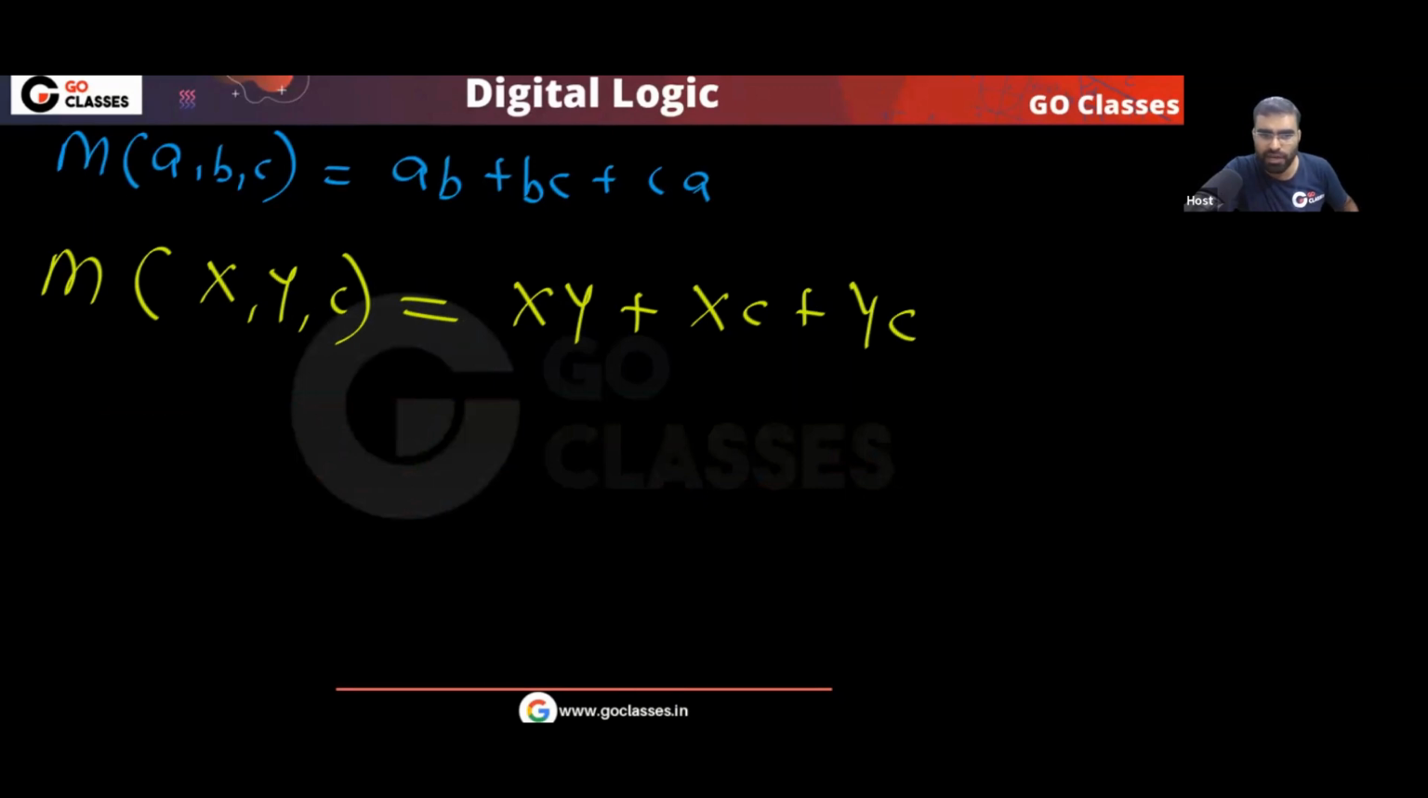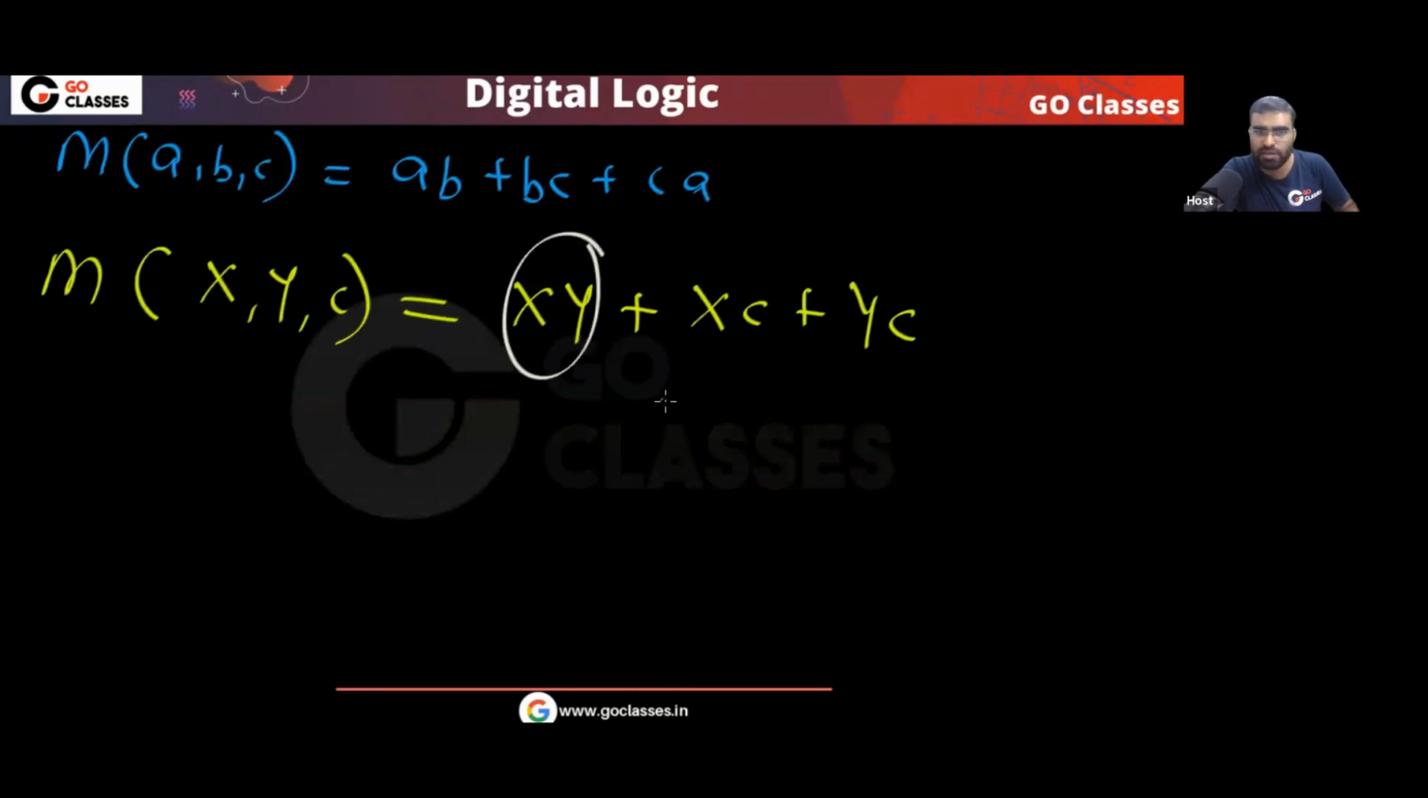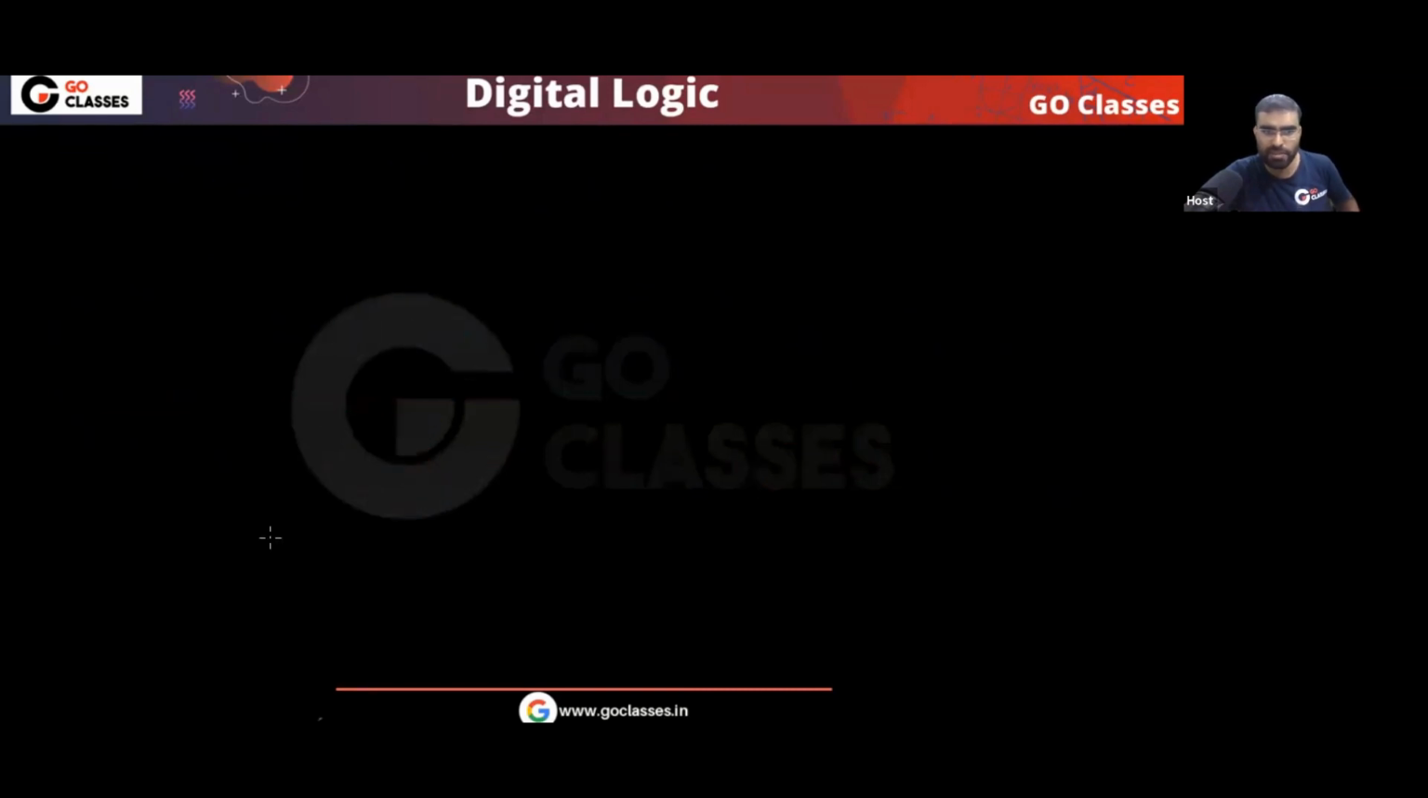Okay, we still need to find xy. Please understand that we still need to find xy, xc, and yc. These are the things we need to find. Let's find them one by one. What is xy?